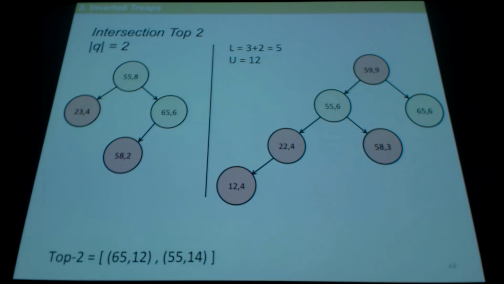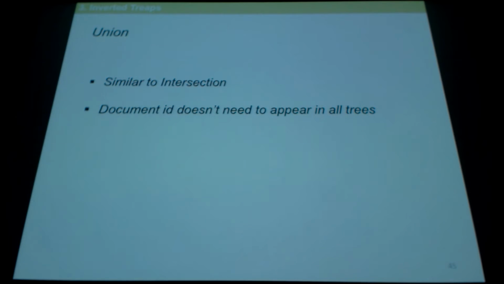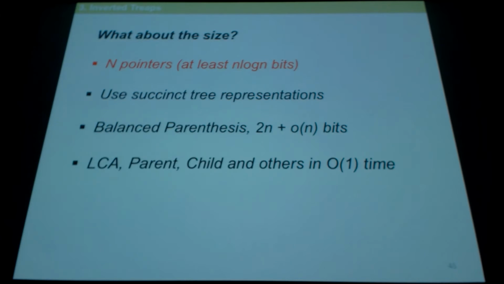For the union case, well, it's practically exactly the same algorithm, but the only thing is that the document ID doesn't need to appear on all the trips, right? So if the document ID doesn't appear on all the trips, well, it can still be a part of the solution, right?